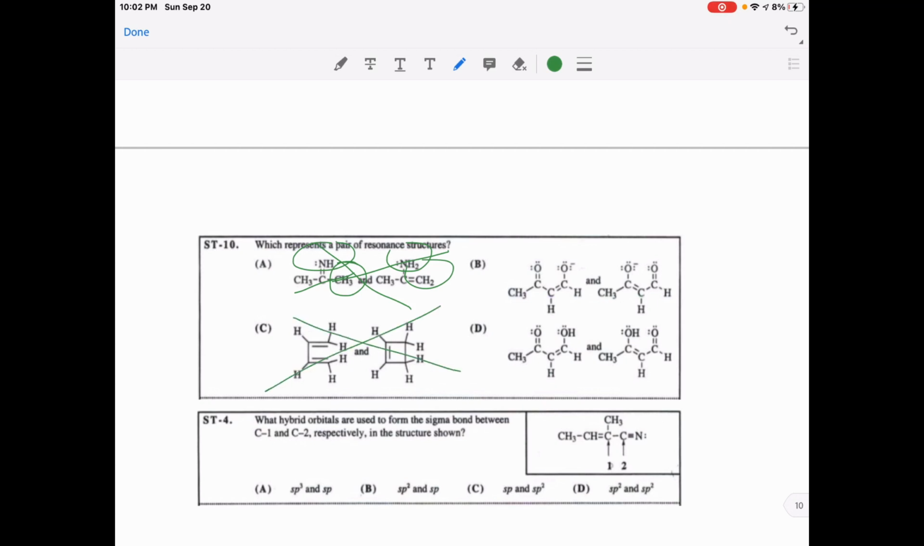C is a more explicit example. We can see easily that a bond is formed here, a bond that was not present here. So again, that doesn't count either.